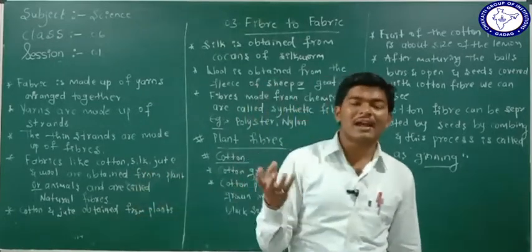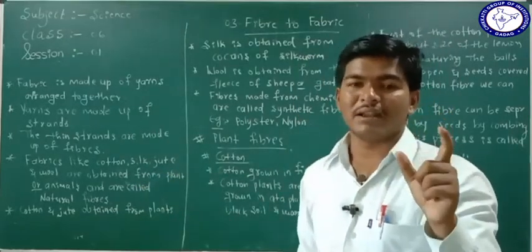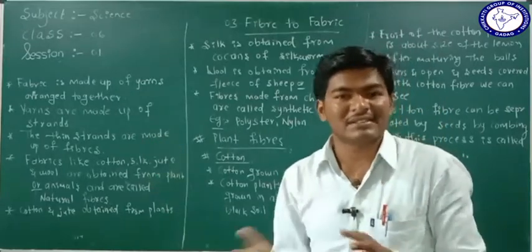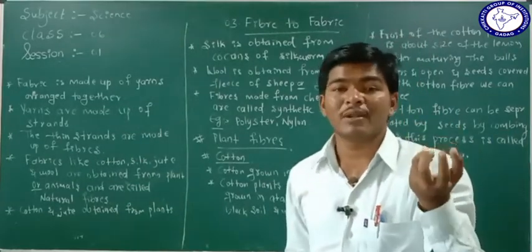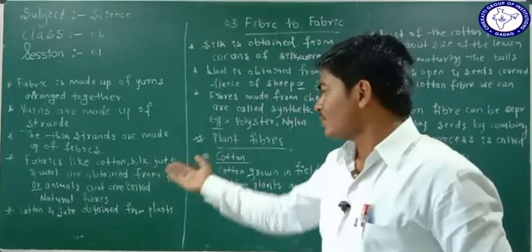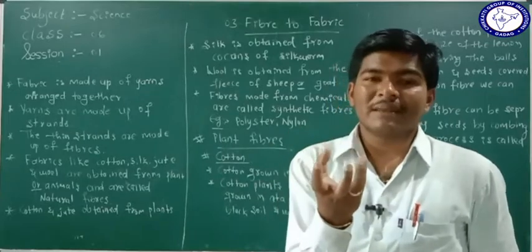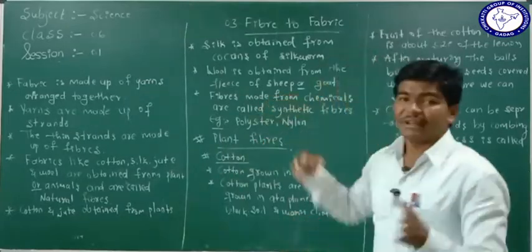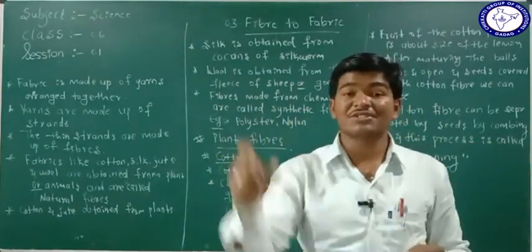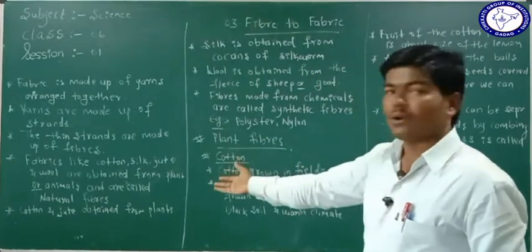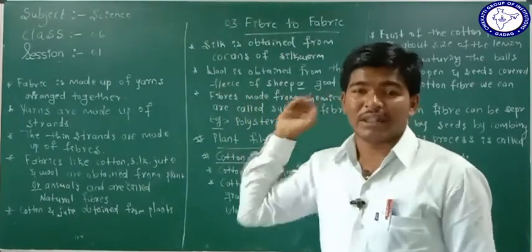The fibers that are obtained from plants and animals are called natural fibers. For example, cotton fiber is obtained from the cotton plant, jute fiber is obtained from the jute plant, and wool fiber is obtained from wool. Wool is obtained from sheep. It is a hair-like structure present on sheep and some other animals, that is nothing but the wool. And another one is silk. The silk is obtained from the silkworm, the cocoons of the silkworm.